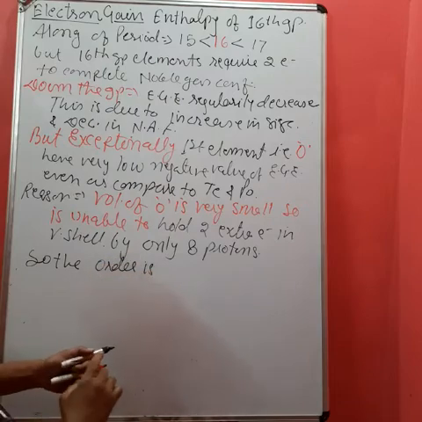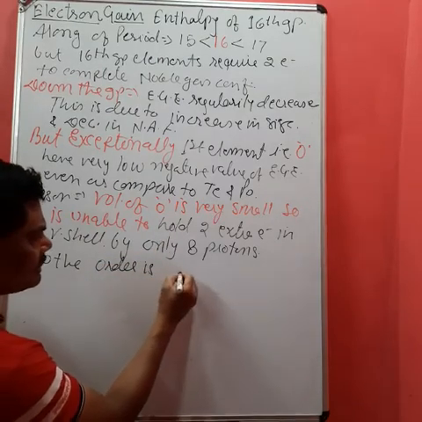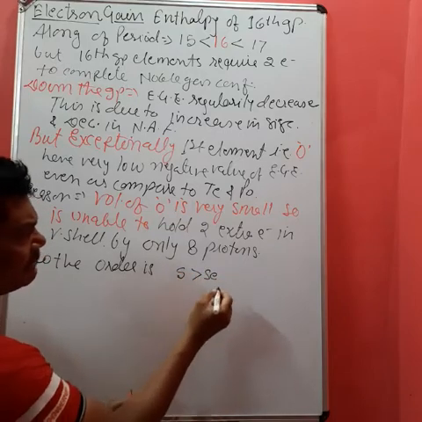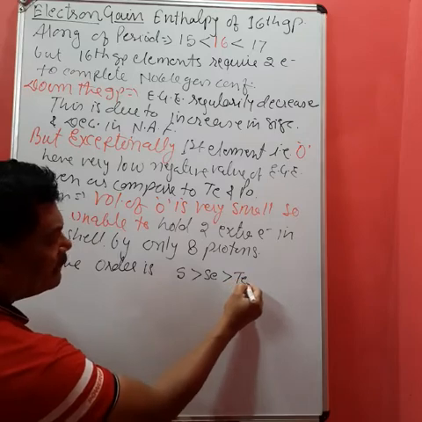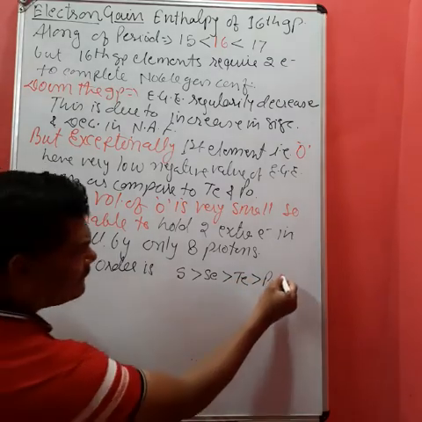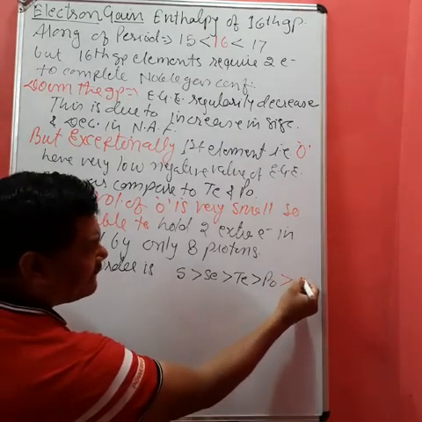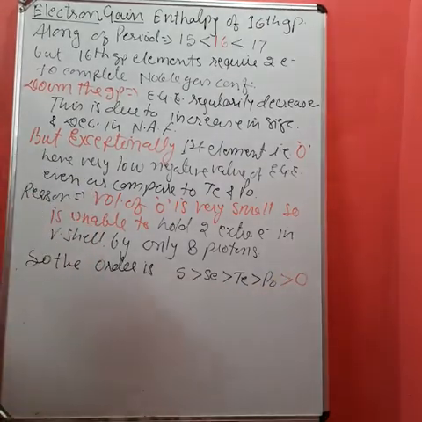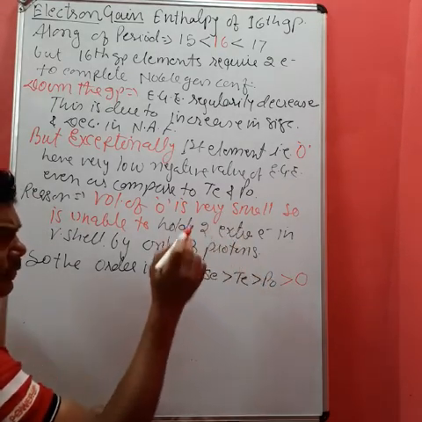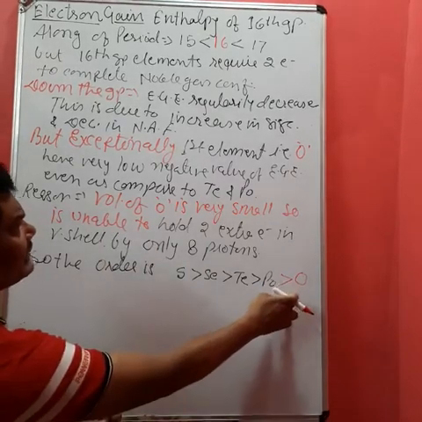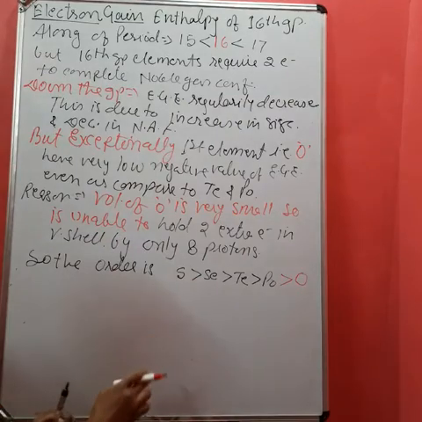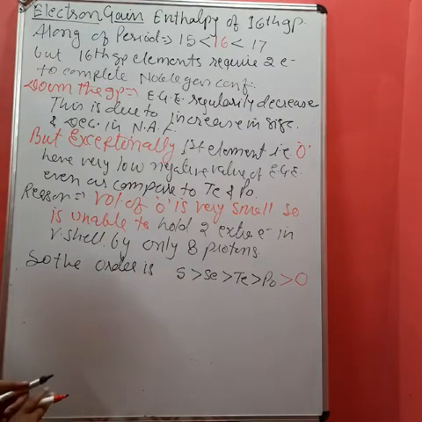So the order is what? Sulfur have maximum, then the lesser for selenium, then again lesser for tellurium, and again lesser for polonium, and the oxygen has the least electron gain enthalpy. That means from sulfur it regularly decreases, but only one exception is there, oxygen. Therefore I have written here regularly decreases, but this decrease is started from the sulfur, not from the oxygen.